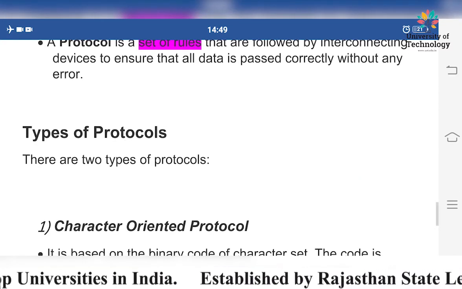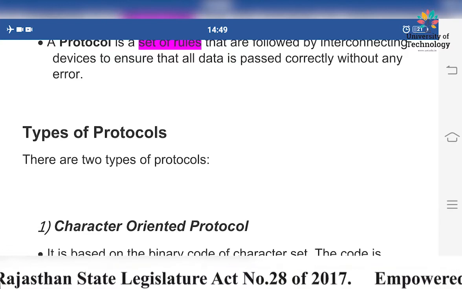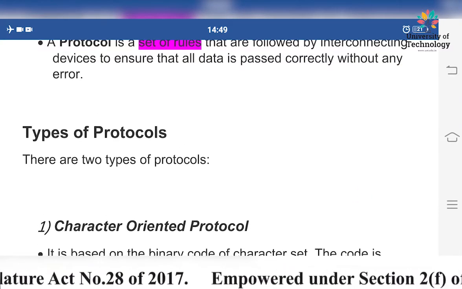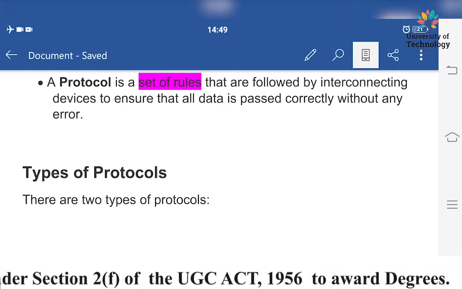And why do we use protocol? To make sure that there is no data loss and all the data is being correctly sent. It means we send error-free data. Protocol makes sure that we send error-free data. There is no error. Right.